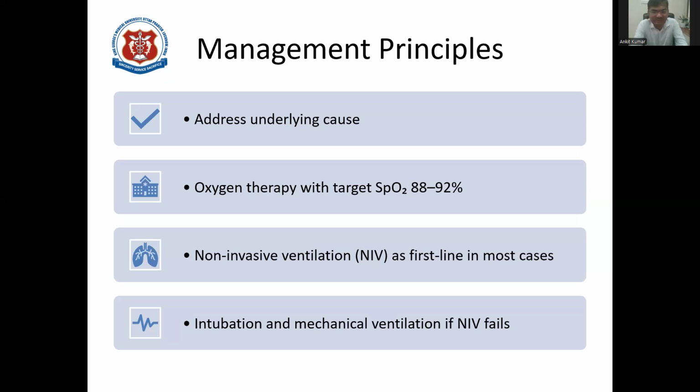Now, how should we manage type 2 respiratory failure? First and foremost, you should treat the cause. If the high CO2 is because of respiratory disease and the patient has obstruction, you should treat the obstruction. You should give the bronchodilator to the patient. If you are not treating the obstruction, the patient is not going to get relief from the high CO2. After that, if the patient also has a low oxygen level, saturation less than 90, you should provide oxygen to the patient.